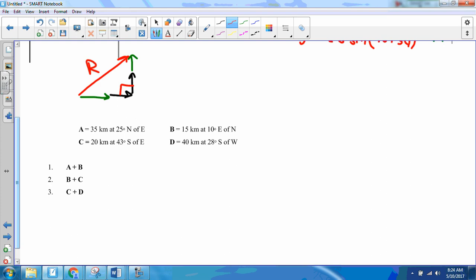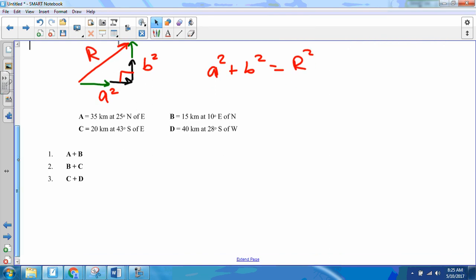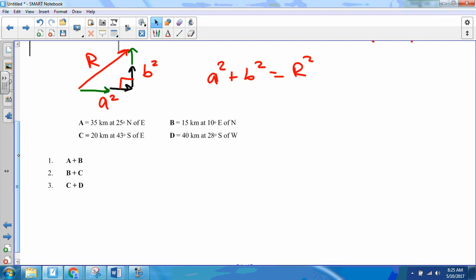And I'm sure y'all are familiar with the Pythagorean theorem, which is a squared plus b squared equals c squared, or in this case, r squared. So the formula will be a squared plus b squared equals r squared. All right, so we are going to do just one of these examples. If you want to go back and practice, you can do more of the examples with the video.